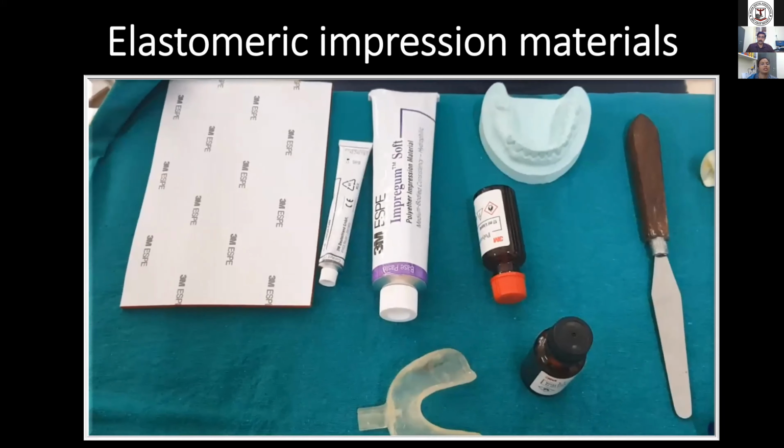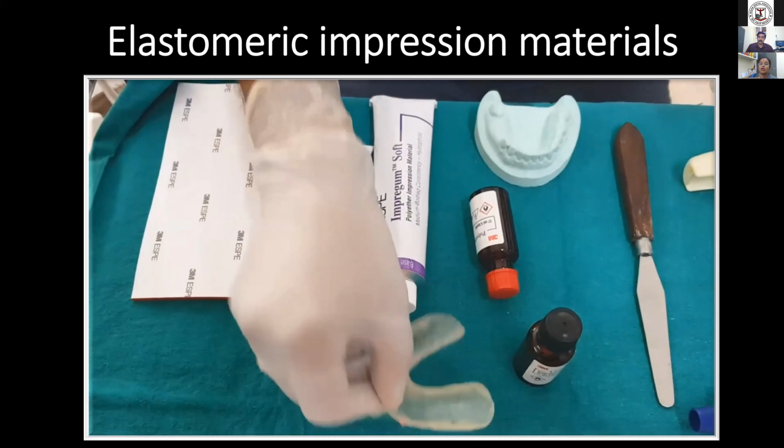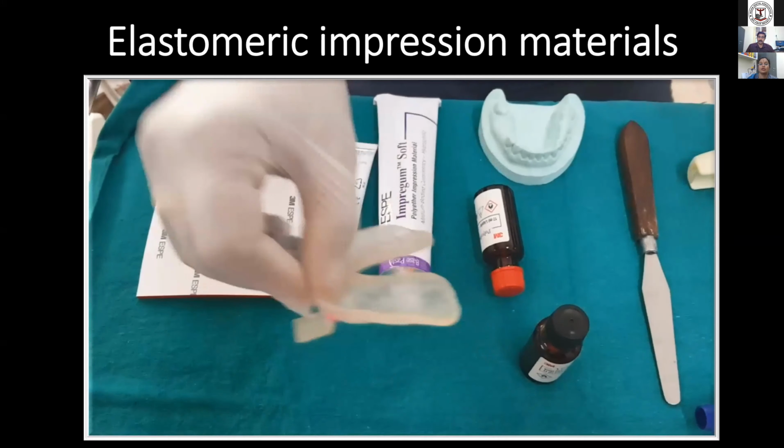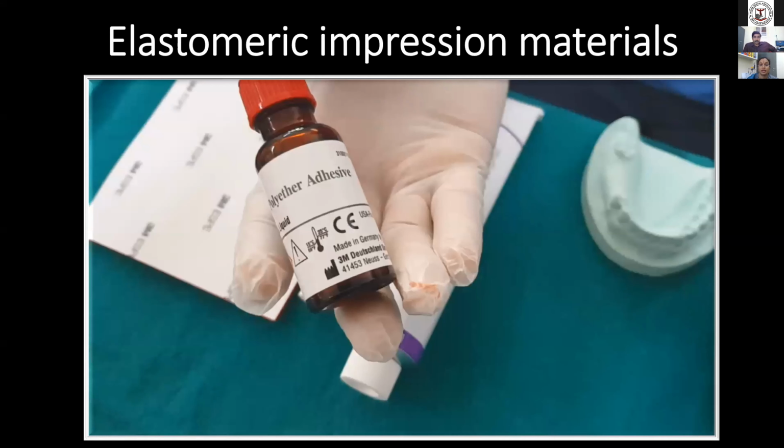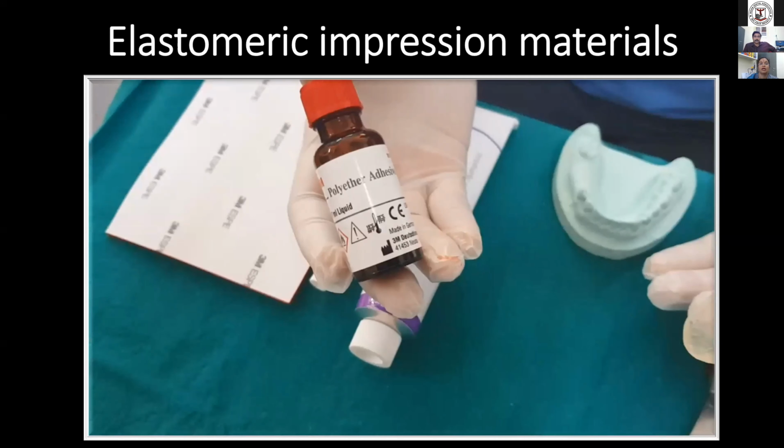Here again, we need a special tray for making the impression. Also, tray adhesive is essential, and specific tray adhesive for polyether is required, and the tray adhesive for polyvinyl siloxane cannot be used for this purpose. The adhesive has to be applied in a thin layer on the inner surface as well as the outer, and dried.